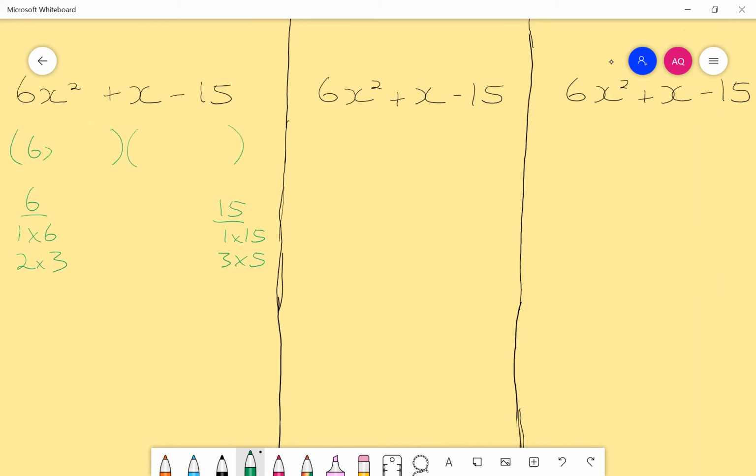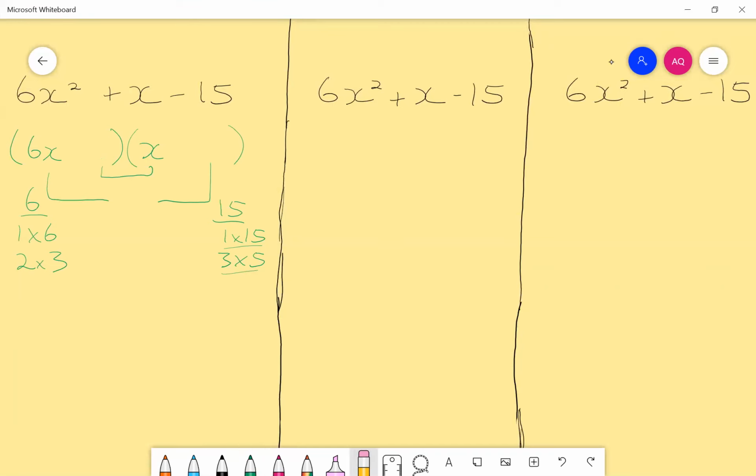So let's just say we choose 6x and x as our first numbers in each bracket. They combine to give us the 6x squared. Now we can see, can we choose 1 and 15, 3 and 5? So let's say I put in just one example, 1 and 15. Then I multiply here, I get 1x here. Okay, that's going to give me 90x. So that's definitely not going to work. So 1 and 15 won't work.